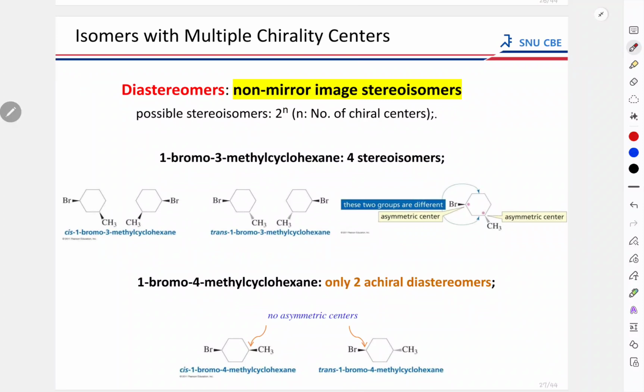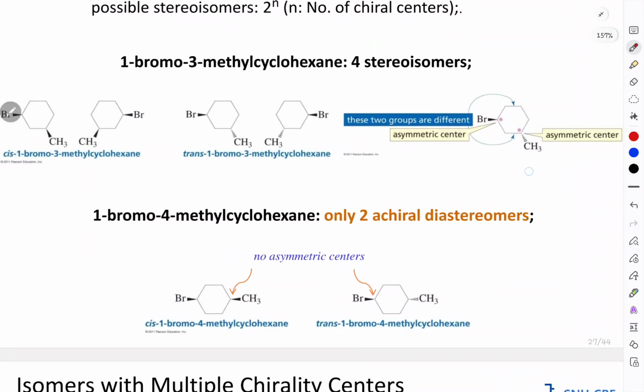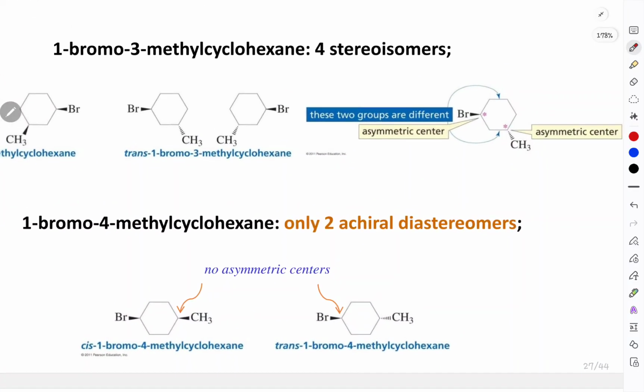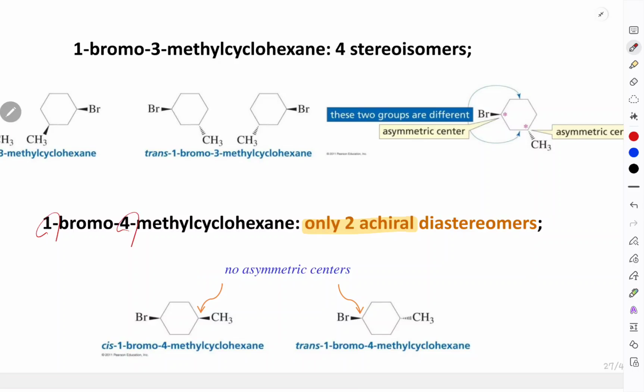What about the bottom case? You have 1-bromo-4-methyl, so in this case you only have 2 achiral diastereomers. You can think about whether this side is an asymmetric center or not. In this case, no. That's why you only have 2 stereoisomers, which are diastereomers of each other.